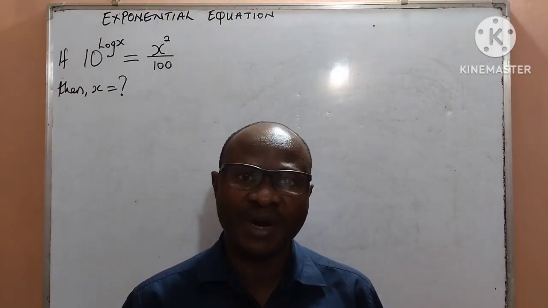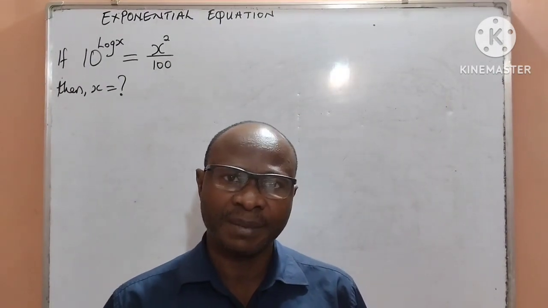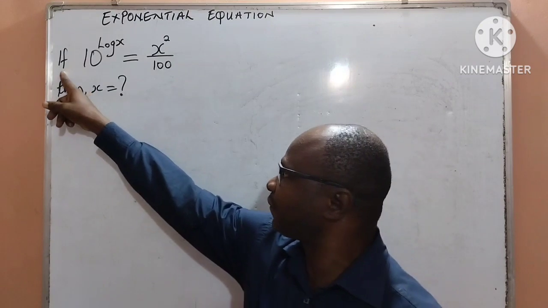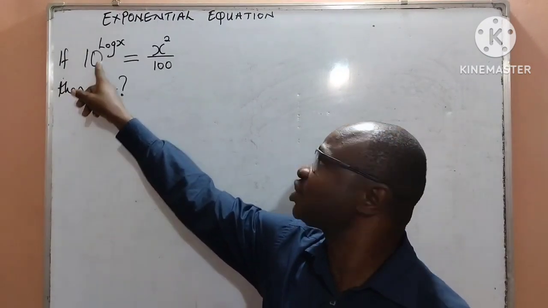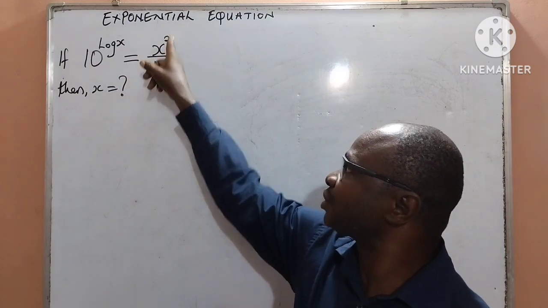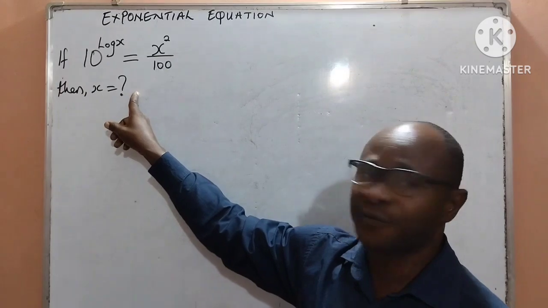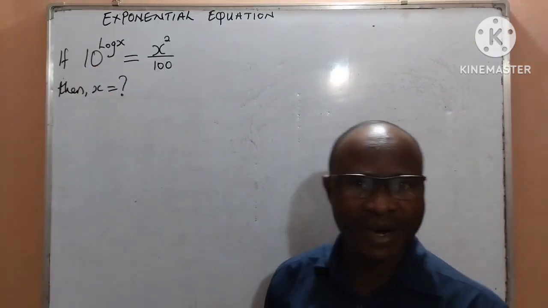In today's class we want to solve an exponential equation. We have the question on the board written as: if 10 is raised to the power log of x equal to x raised to the power 2 divided by 100, then what should be the value of x in the given equation?